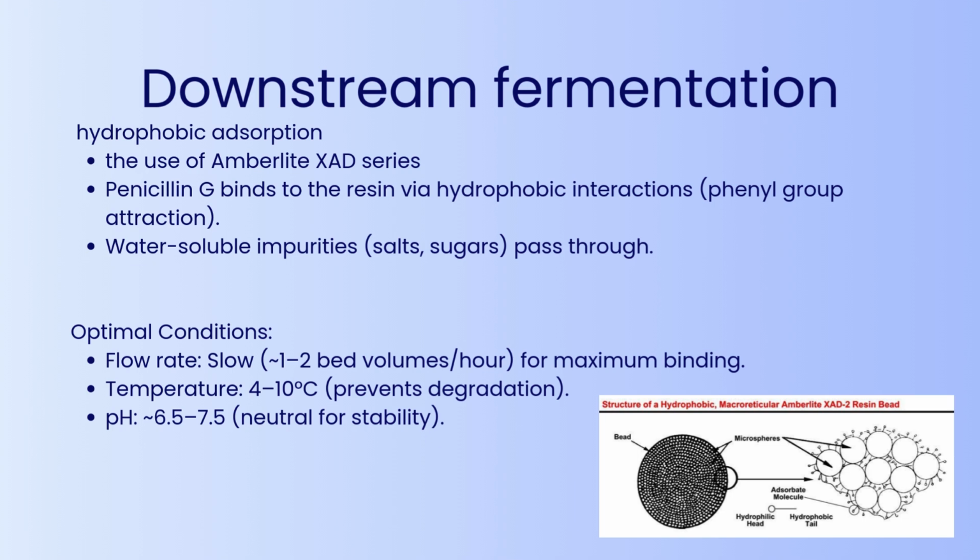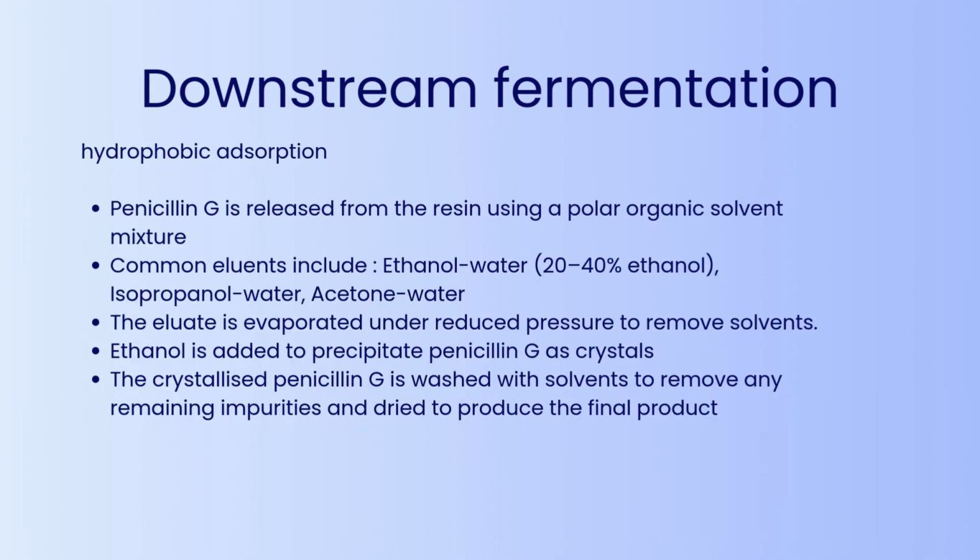The required temperature falls between 4 to 10 degrees Celsius to prevent degradation, while the pH is kept at 6.5 to 7.5 to ensure optimal stability. After washing the resin to remove impurities, penicillin is released using an organic solvent such as ethanol water. The eluate is concentrated, crystallized with ethanol, and dried, just like in solvent extraction.